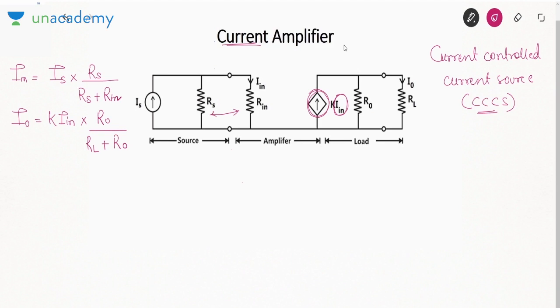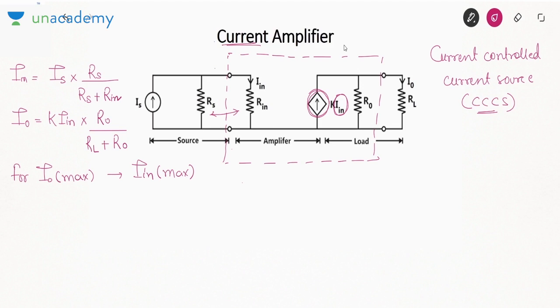Now again for I0 to be maximum, first of all In should be maximum. Now Rs you cannot change because it belongs to the source. We cannot change the parameter of the source. We are checking the requirement of the amplifier parameter. Again, the amplifier is this much. So what you can change is the input and the output resistance, but you cannot change the source or the load. Source and load are independent.